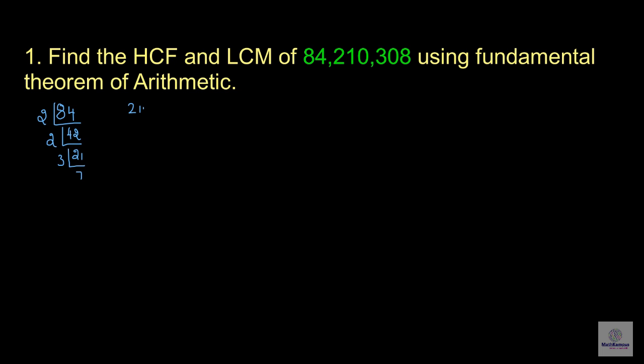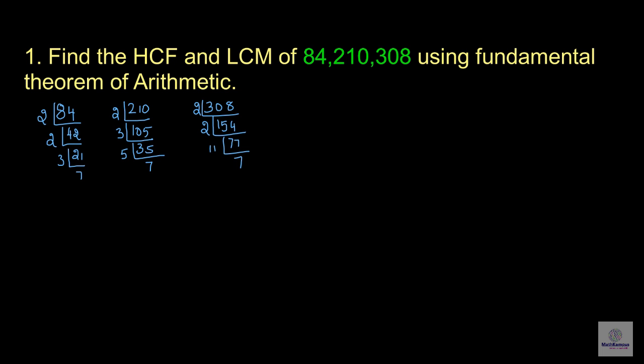Start with 210. Divided by 2 I get 105. 105 when divided by 3 we get 35. 35 is a number ending with 5, so choosing 5 is the correct option. When you divide it by 5 we get 7. Finally 308. 308 when divided by 2 we get 154. 154 when divided by 2 we get 77. 77 when divided by 11 we get 7.